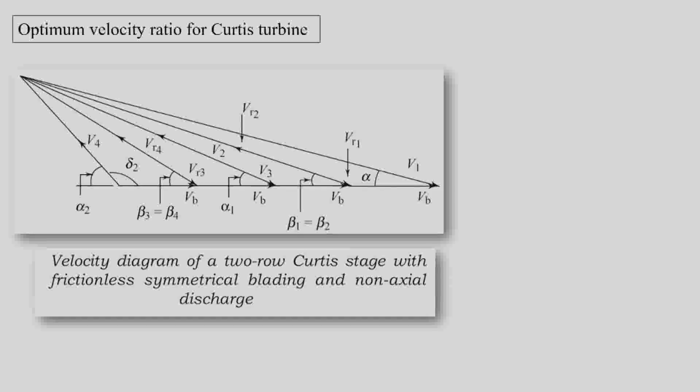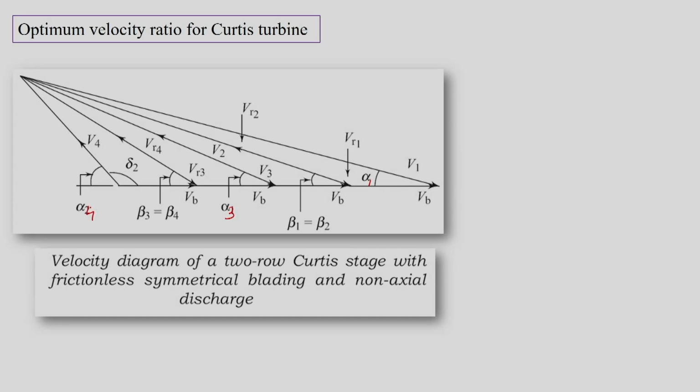Now we will go ahead and see what is the formula for optimum velocity ratio for Curtis turbine. So let us draw the velocity diagram for Curtis turbine again, and in this case we are not drawing the diagram for axial outlet, we are saying that it is non-axial discharge. But here the diagram still corresponds to the fact that the blades are symmetric and there is no friction. So we have ideal blades. So this is alpha 3 and this is alpha 4.